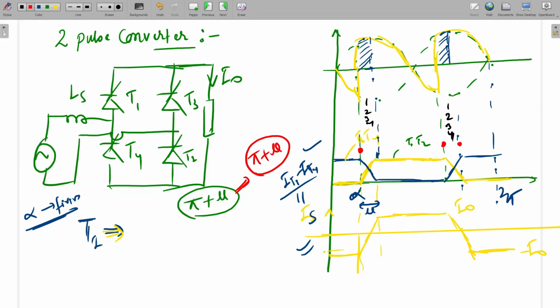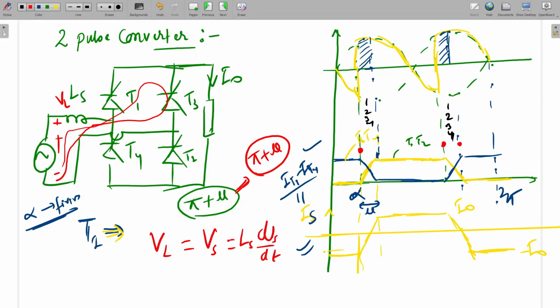Similarly here, if all thyristors are on, then we can see this is plus and minus Vs, this is VL. So this will be the path if all four thyristors are on. So we can write that VL is equal to Vs, equal to Ls dis by dt. Is it clear? For this overlapping period, I am going to derive delta V d0 here also, for alpha to alpha plus mu. This will be the equation for the overlapping period.